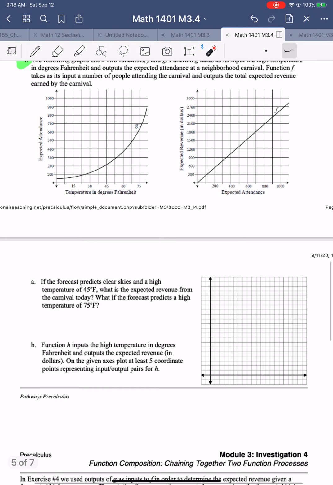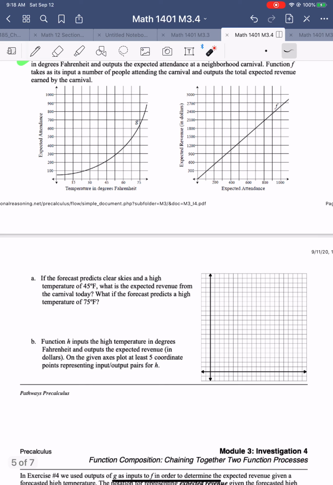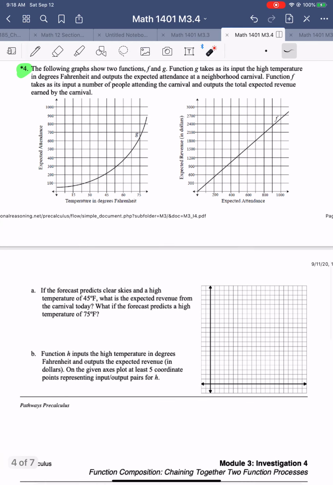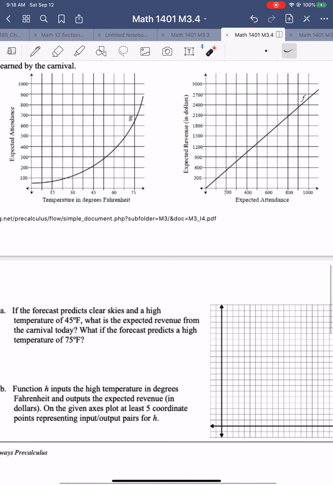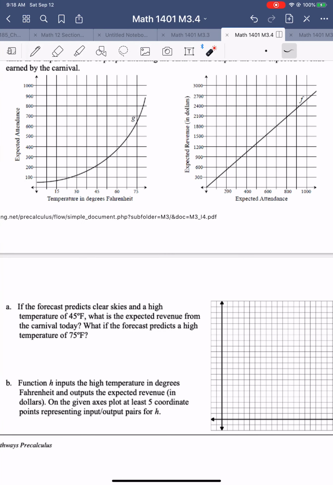Here, part A: if the forecast predicted a clear sky and a high temperature of 45 degrees, what is the expected revenue from the carnival today? And what if the forecast predicts a high temperature of 75? So we'll think about two temperatures here, but we are looking for the expected revenue from the temperatures.